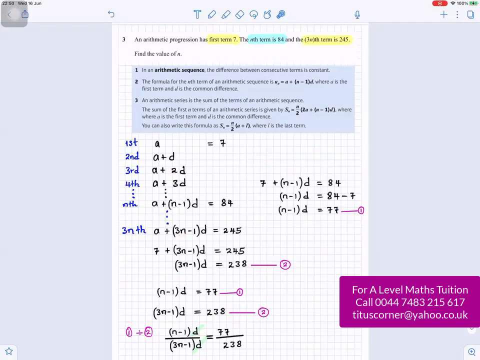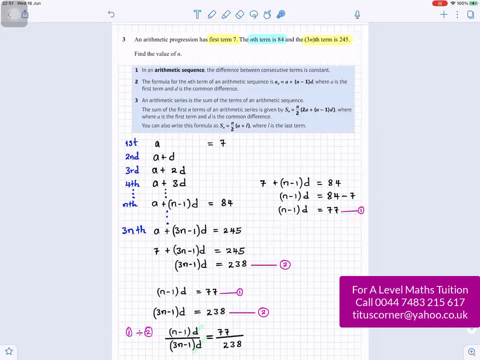So now we have first term is 7. So a is 7. If we put a is 7 plus (n minus 1)d equals 84, we can minus 7 on both sides. We'll have (n minus 1)d equals 77. We can call that equation 1. Using the 3nth term, if we minus 7 from the right-hand side, 245 minus 7 gives us 238. So (3n minus 1)d equals 238, equation 2.